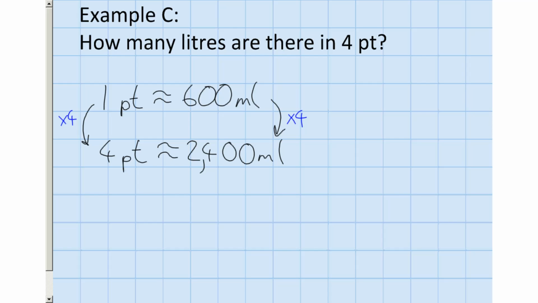Now, just note the question said how many litres are in 4 pints. We've worked out there was 2,400 millilitres, so we need to convert that to litres. Remember, there's 1,000 millilitres in a litre, so it's 2.4 litres.